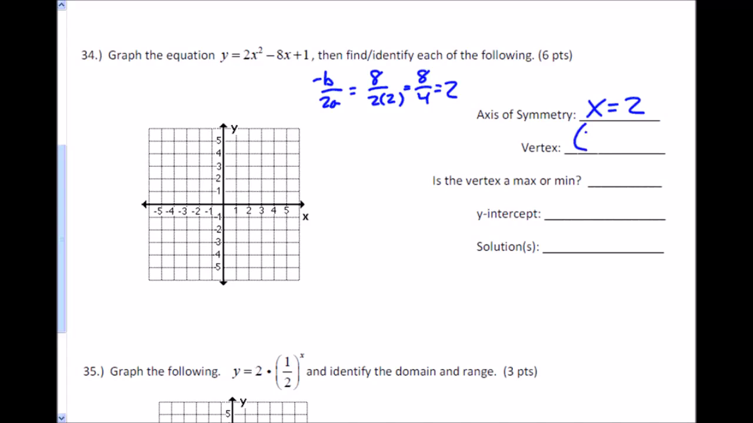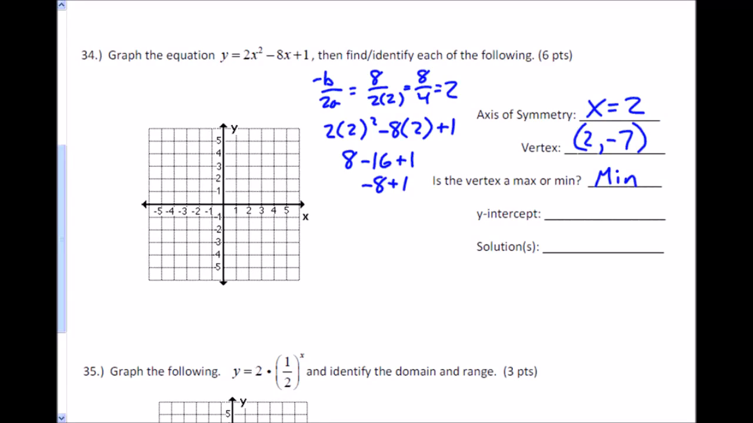The vertex, the x value is 2. Remember, that's the same thing, opposite of b over 2a. To find the y value, I have to plug that 2 back in. So I plug it into my equation. So that's 2 squared, which is 4. That's going to give me an 8 minus 16 plus 1. That's a negative 8 plus 1, which is a negative 7. So that's my vertex. In terms of maximum or minimum, since the a value is positive, this thing opens up, which means I have a minimum value.